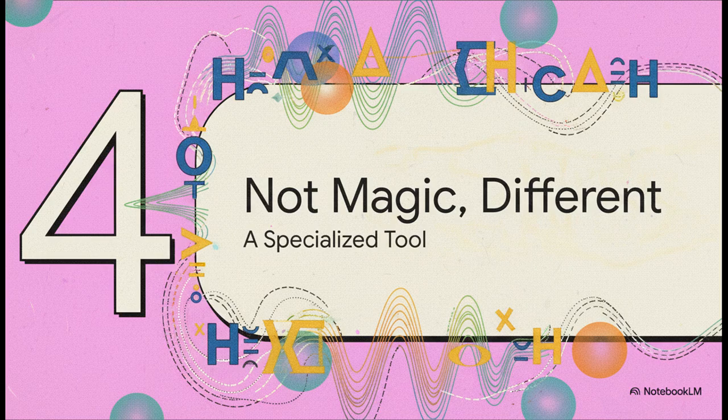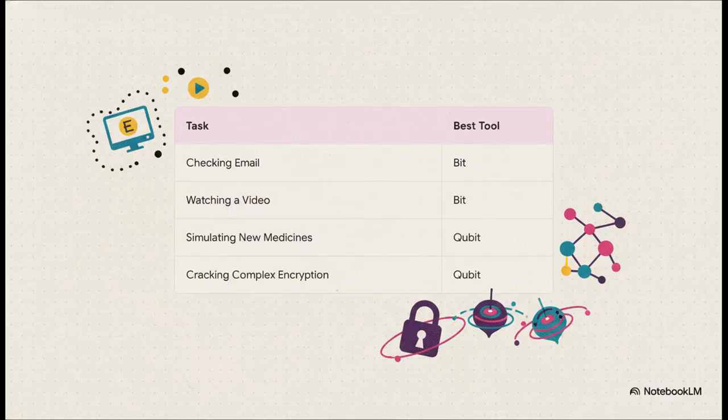So it's really crucial to understand that this incredible power has its limits. Qubits aren't some magical solution for everything. They're a highly specialized tool. And this table makes it perfectly clear. So are qubits better than bits? Not at all. For everyday tasks like checking your email or watching a video, a simple, reliable bit is exactly what you want. You don't need a spinning quantum coin for that. But for certain massive, complex problems, like designing new medicines at the molecular level or cracking modern encryption, well, for those, the qubit is the only tool for the job.